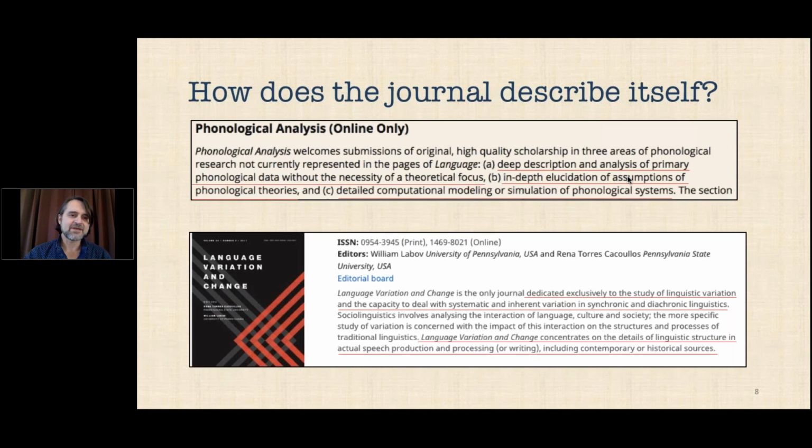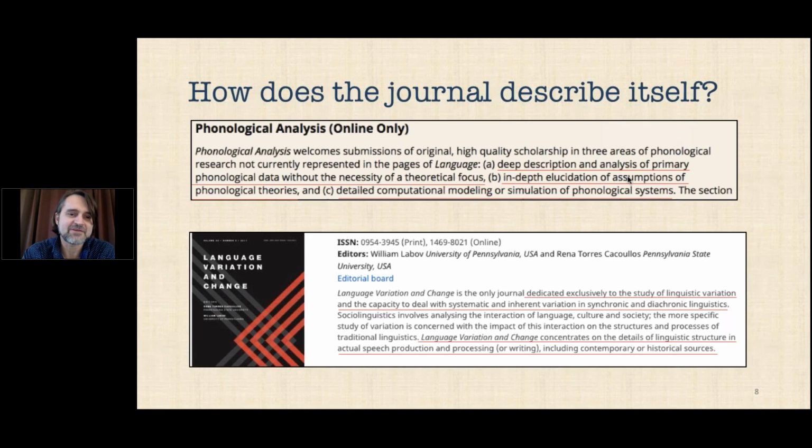On the top of the screen here is another screenshot from the Language webpage. So this is for the phonological analysis section of Language, which is currently an online section of the journal, but it also was just approved by the executive committee to become an independent journal of the LSA. So soon it will cease to be a section of Language.